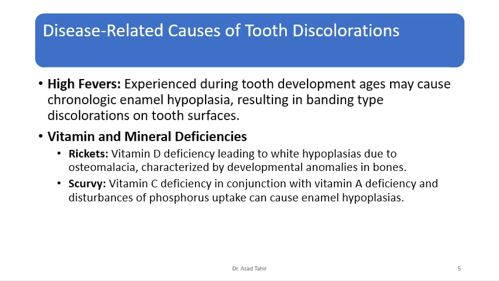Disease-related causes of tooth discolorations. High fevers experienced during tooth development ages may cause chronologic enamel hypoplasia, resulting in banding-type discolorations on tooth surfaces. Vitamin and mineral deficiencies. Rickets, vitamin D deficiency leading to white hypoplasias due to osteomalacia, characterized by developmental anomalies in bones. Scurvy, vitamin C deficiency in conjunction with vitamin A deficiency and disturbances of phosphorus uptake, can cause enamel hypoplasias.